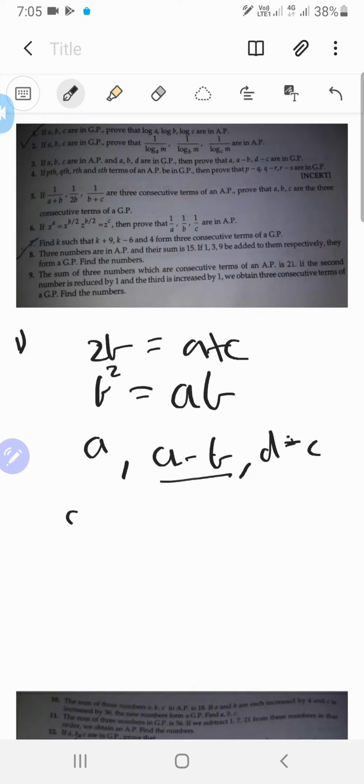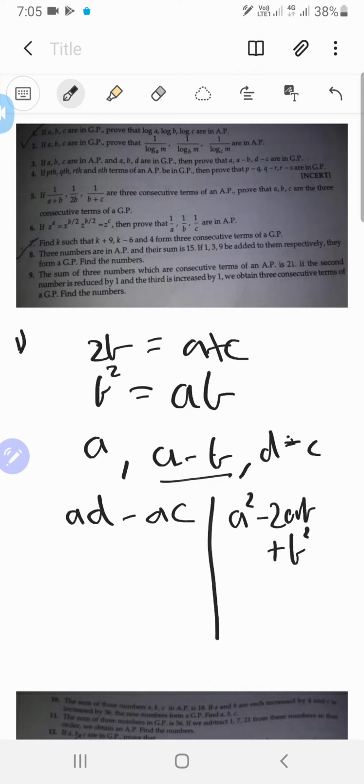So the product of first and last term is going to be A into D minus AC, and the square of the middle term is going to be A squared minus 2AB plus B squared. Okay, cool. What do we get? We get that AD, wait, why is this AB over there? This is not supposed to be AB, this is supposed to be A times B. So AD is B squared minus AC. And over here, you can get A minus C squared.